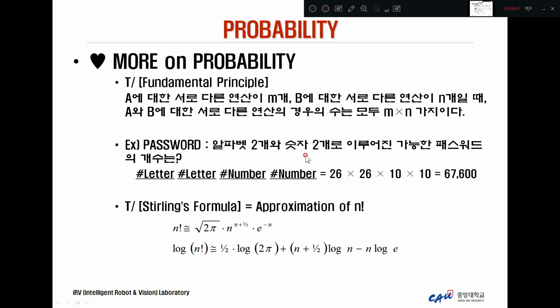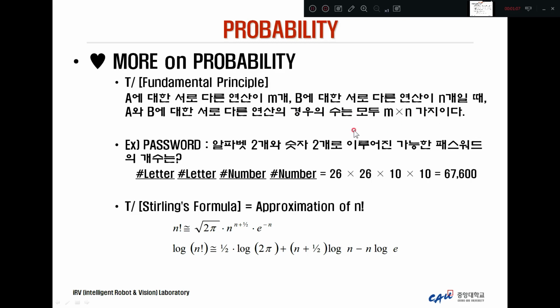That means we have m times n instances of probability when you are dealing with those events A and B.